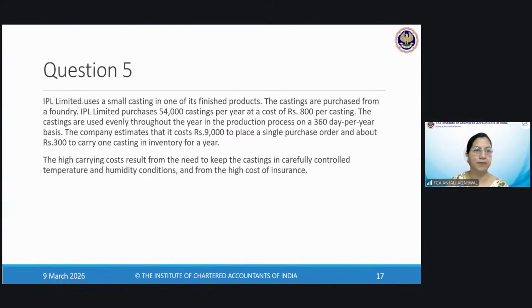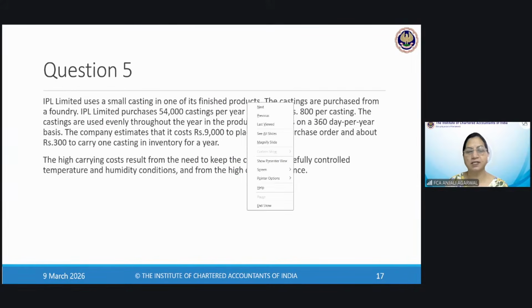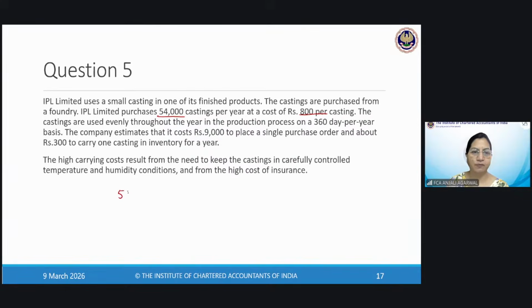What it is saying, IPL Limited uses a small casting in one of its finished products. Castings are purchased from a foundry. IPL purchased 54,000 castings per annum at a cost of 800 per casting. So your consumption is 54,000 per annum and production process is 360 days. So 54,000 divided by 360, your per day consumption is 150 units.